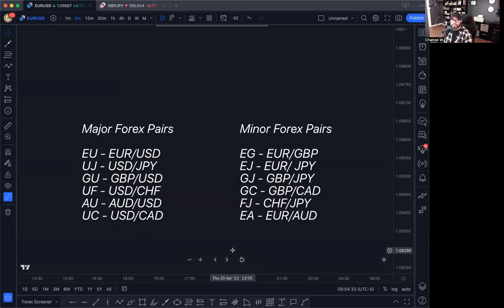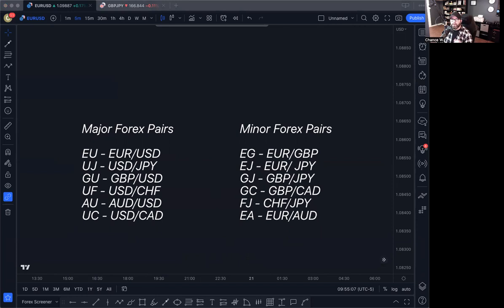There's other abbreviations, there's other currencies out here, but these are the most common ones that you're going to see. If you say GU to somebody, they're going to know you mean the British pound back to the US dollar. That's just common knowledge within the Forex world. So the major pairs, as you can see here, include the Euro US dollar, Japanese yen, the British pound to US dollar, the US dollar Swiss franc, Aussie dollar to US dollar, and US dollar to Canadian dollar. Okay, so that's the majors.